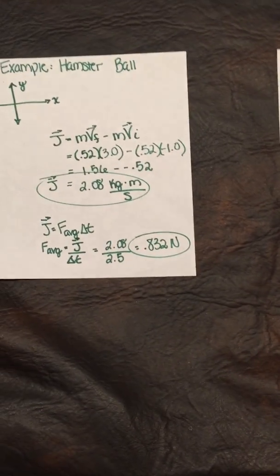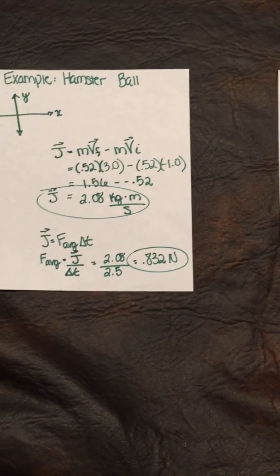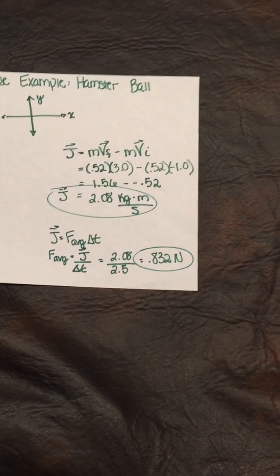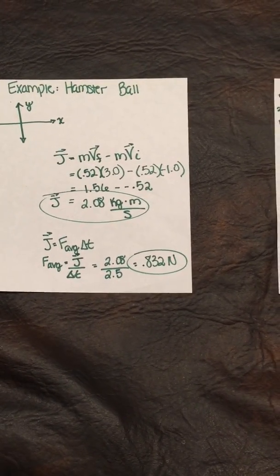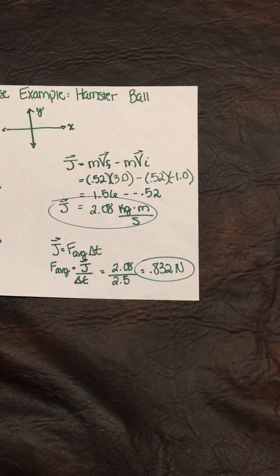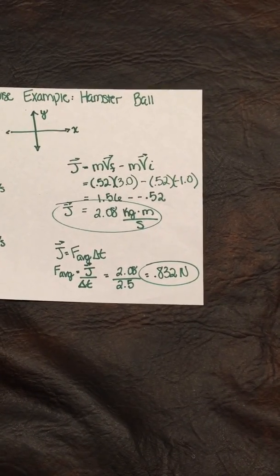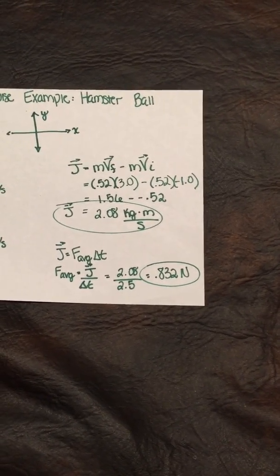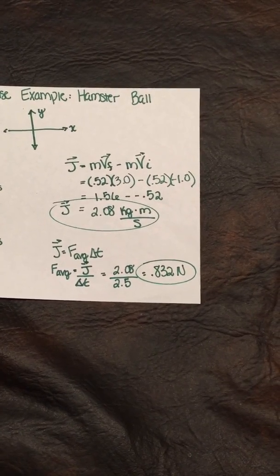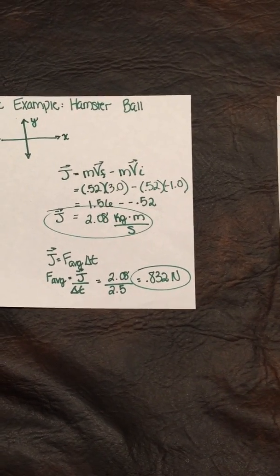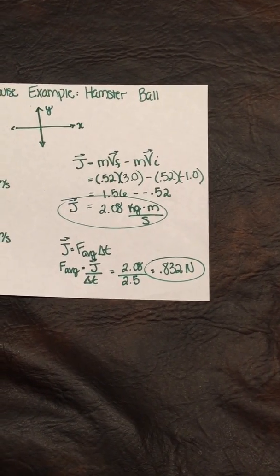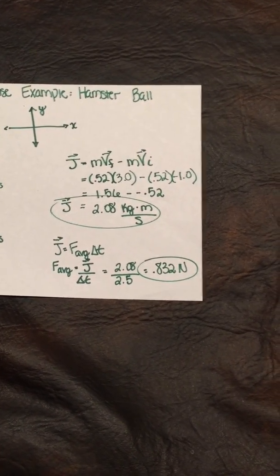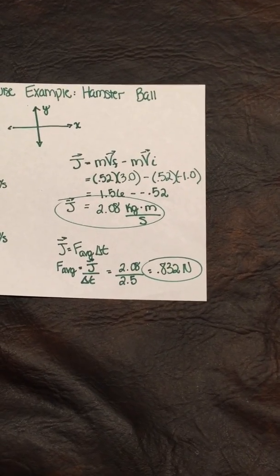We can calculate the impulse of this demonstration by using the formula impulse equals mass times final velocity minus mass times initial velocity. The mass of 0.52 times the final velocity 3.0 minus the mass of 0.52 times negative 1.0. After you do your calculations, impulse turned out to be 2.08 kilograms times meters per second.